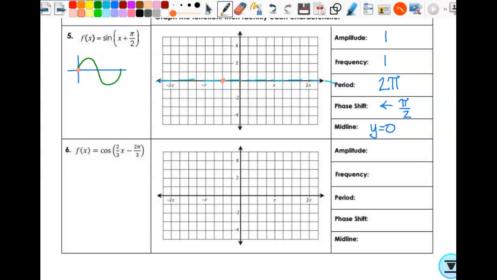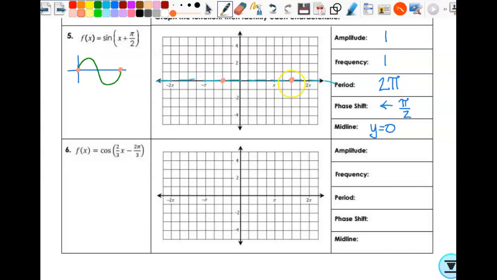Then my pattern is the same as it has been. I did the beginning of the period. Now I'm going to do the end of the period. The end of the period is a midline 0. The end of the period is at a period of 2 pi, so I should be here without a shift. So I'm going to put my pencil there, and then I'm going to shift to the left pi halves.